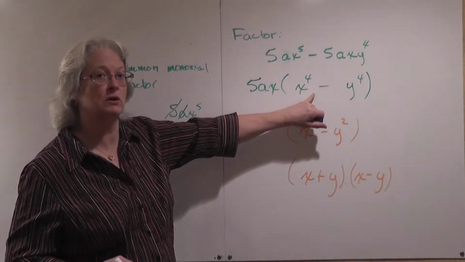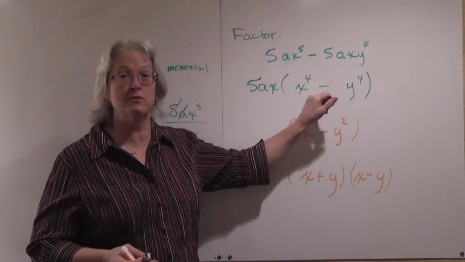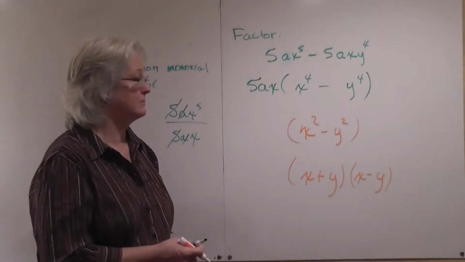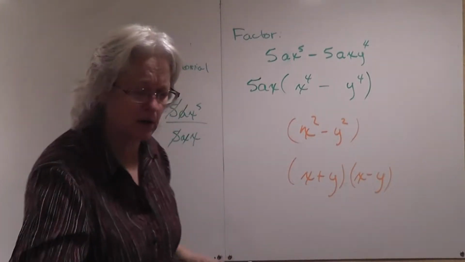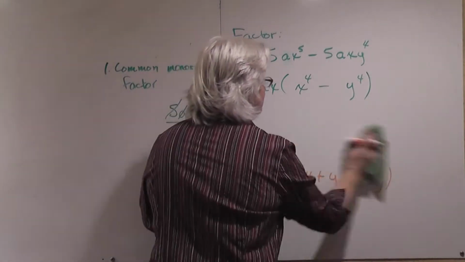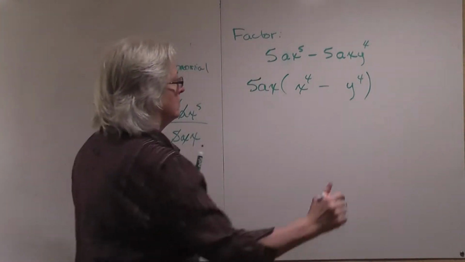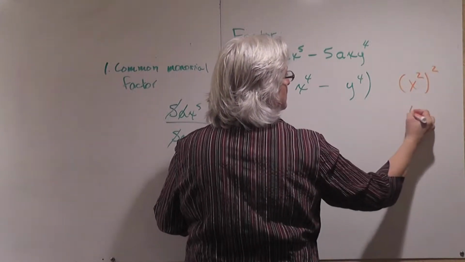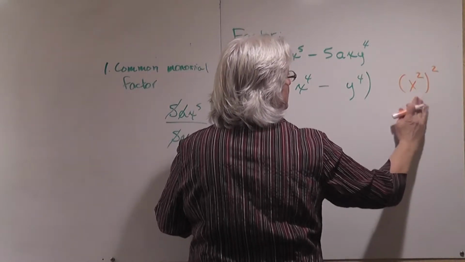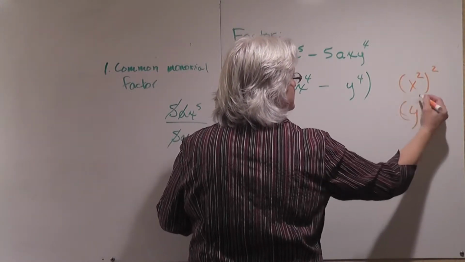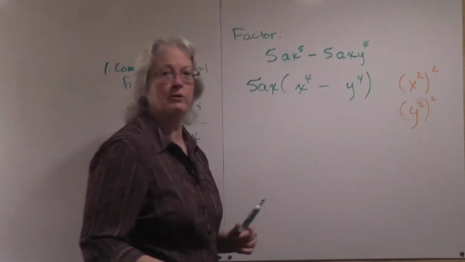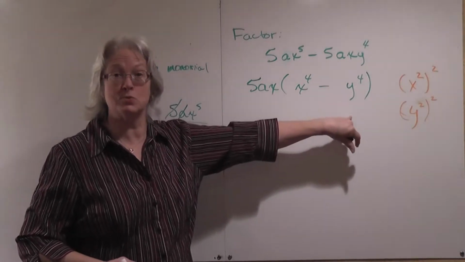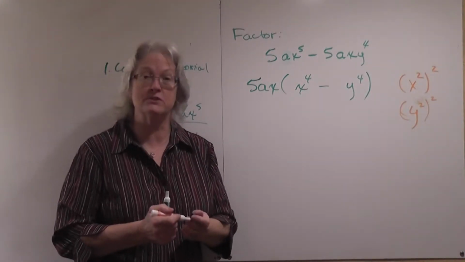But we've got something strange going on here. We don't have x squared or y squared, we have x to the 4th. But x to the 4th is a perfect square, isn't it? And you're saying, how can it be a perfect square? X to the 4th is also written as x squared squared. Y to the 4th can also be written as y squared squared. So what we have here is the need to recognize that x to the 4th minus y to the 4th is in fact the difference of two squares.